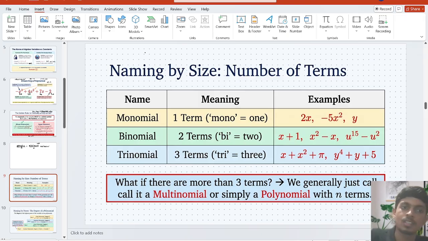Suppose, for example, x cube plus 2x square plus 3x plus 5. This is a polynomial with 4 terms. We do not use specific names beyond monomial, binomial and trinomial. When there are more than 3 terms, we generally just call it a multinomial or simply a polynomial with 4 terms. Here there are 1, 2, 3, 4 terms, so we can say that this is a polynomial with 4 terms. Okay, so let's begin.